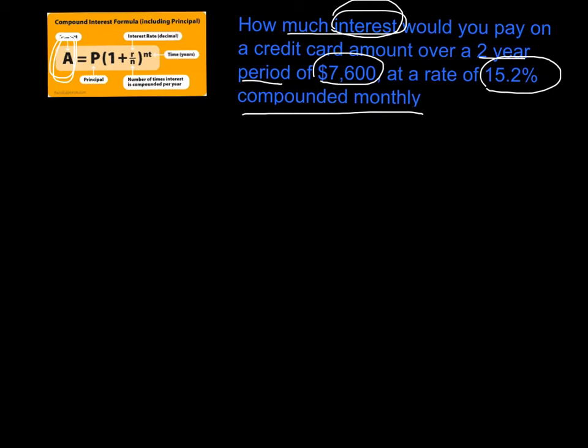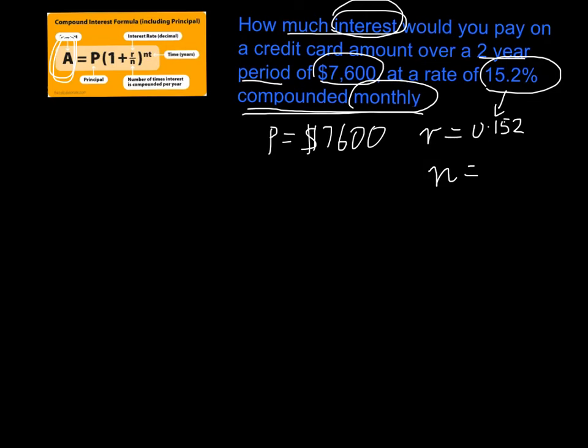So our principal is the starting balance of the credit card, $7,600. Our rate, or R, is 15.2%, so as a decimal that is 0.152, dividing by 100. N is the number of times the interest is compounded per year. It's compounded monthly, so with 12 months in a year, it's compounded 12 times per year. And our time period is 2 years.